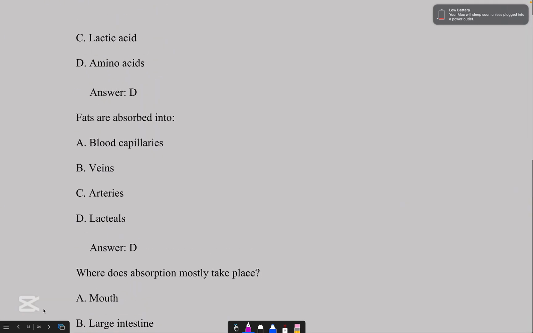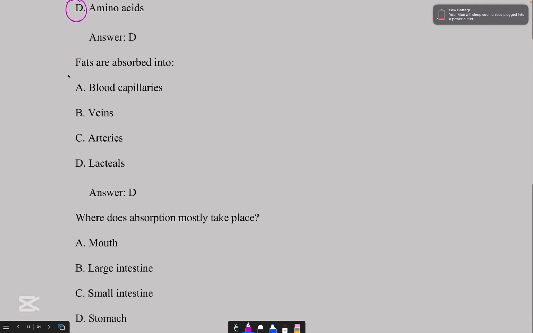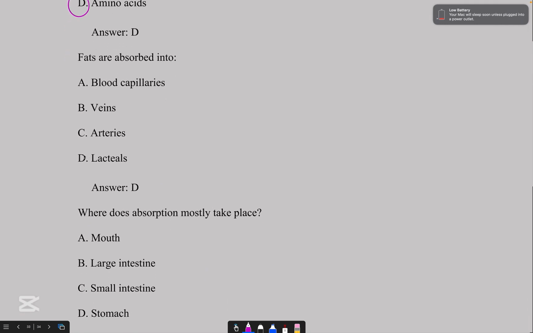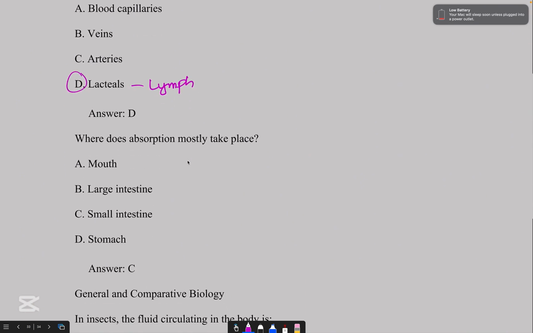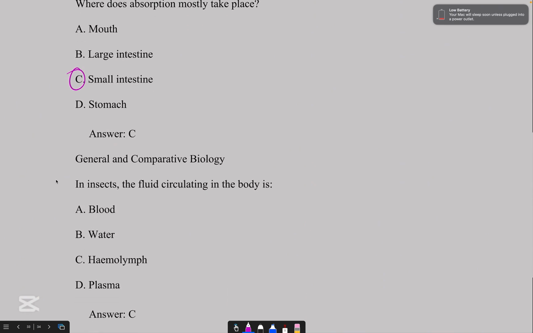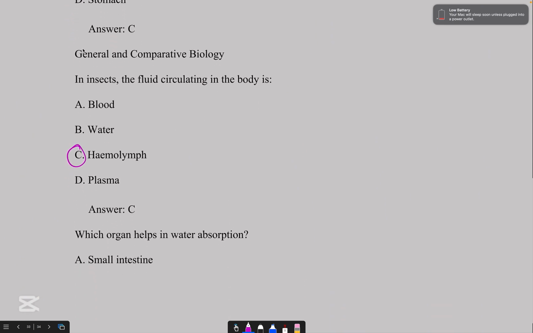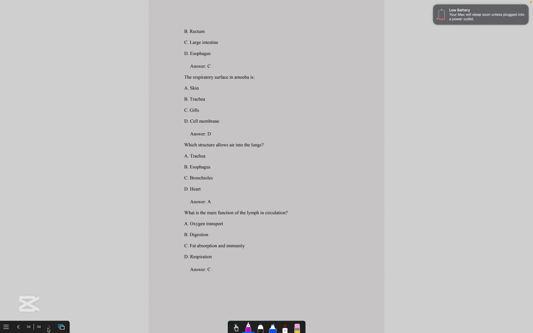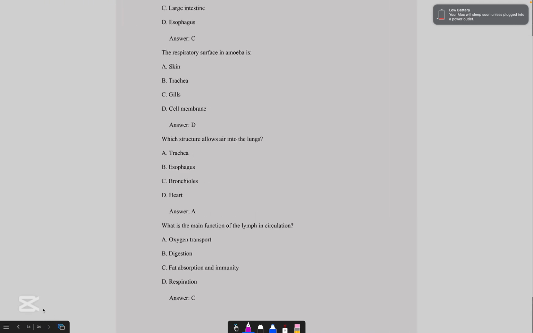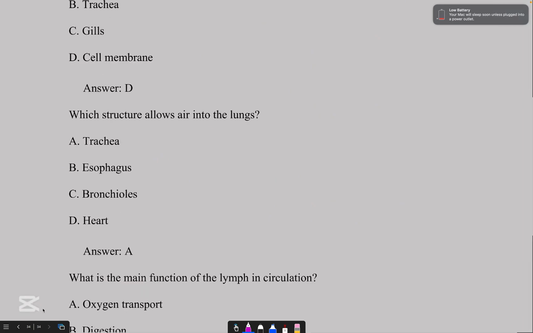All right. Proteins are broken down into amino acids. Fats are absorbed into where? Into the lacteals, which go to the what? The lymph. All right. Where does absorption mostly take place? In the small intestine. Then in insects, the fluid circulating in the body is hemolymph. Which organ helps in water absorption? It is the large intestine that helps in water absorption.